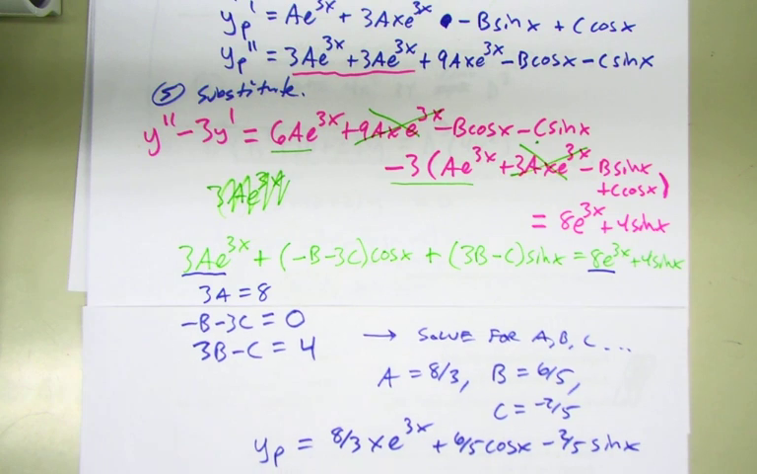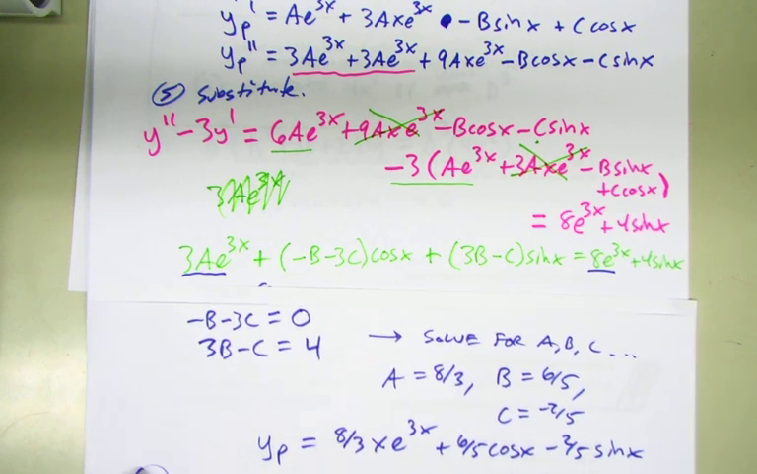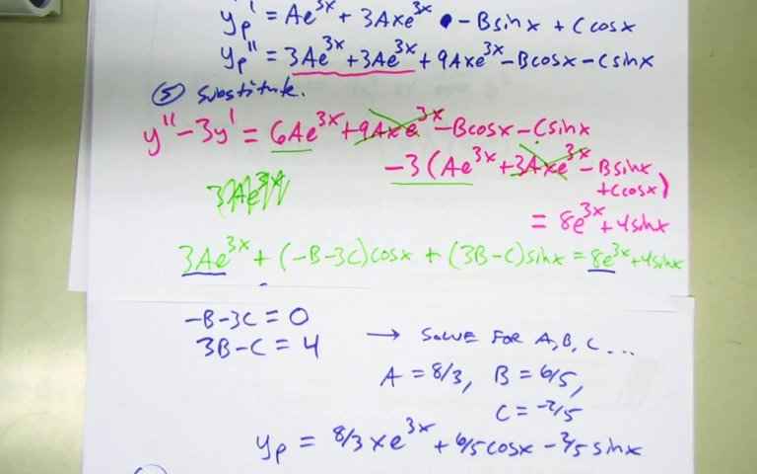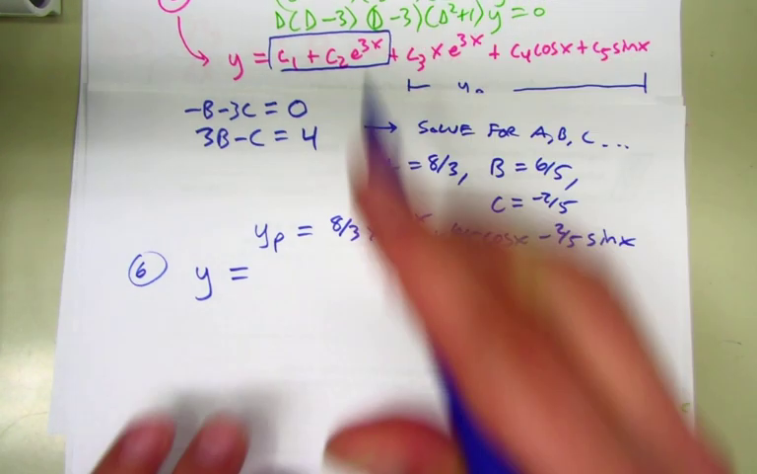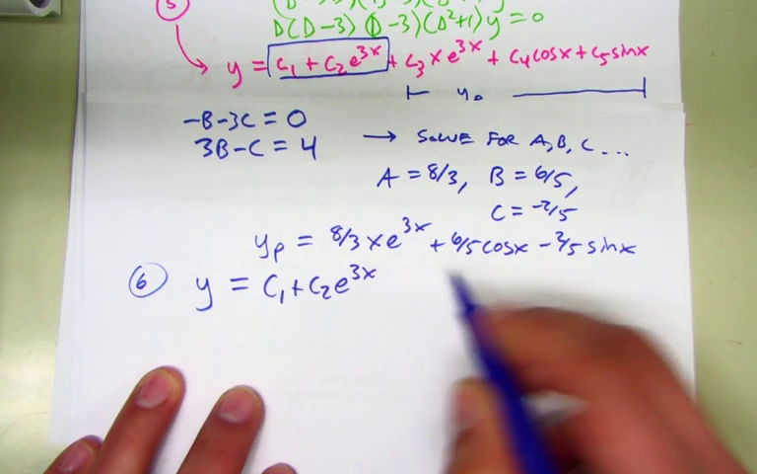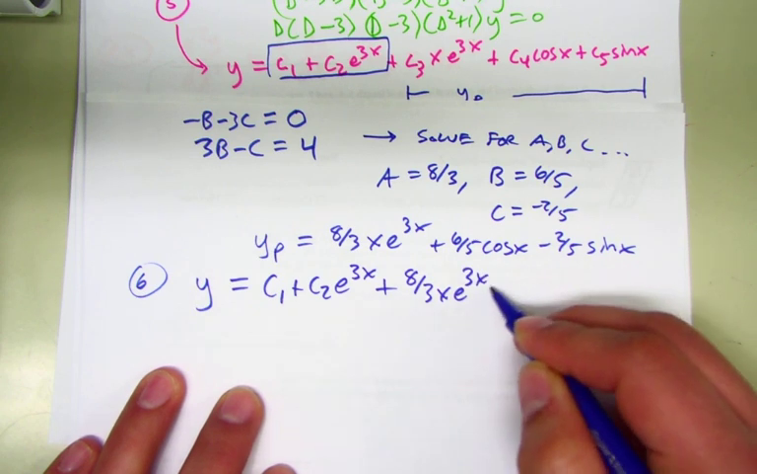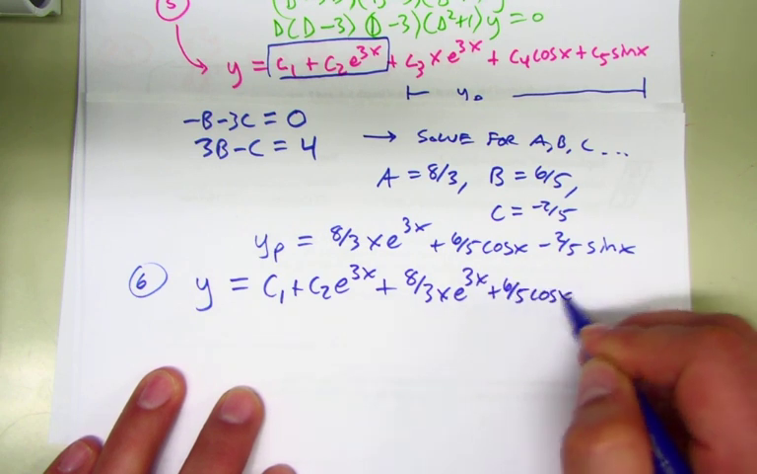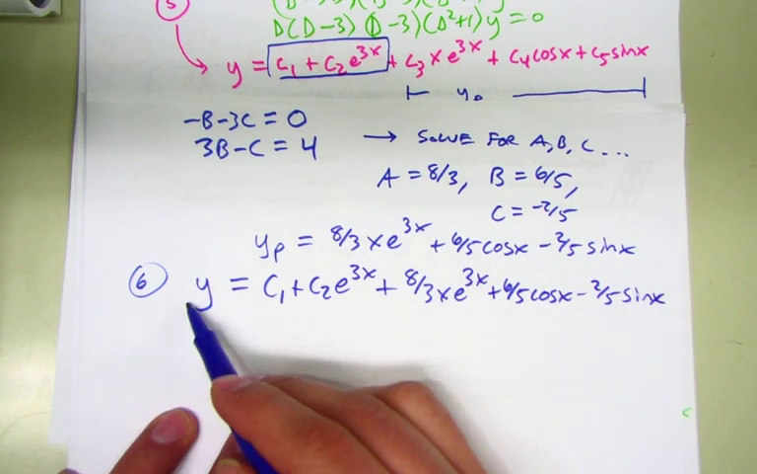And so finally, where is the complementary? There it is. So our final solution is going to be c1 plus c2 e to the 3x plus this particular solution. Okay, so there it is.